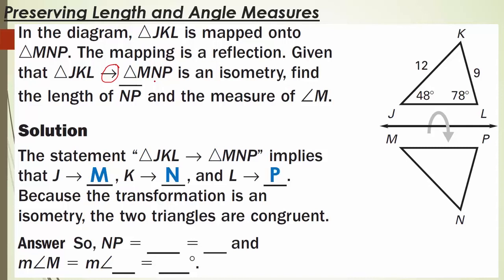Because this is a transformation that is an isometry, meaning that the size does not change, we know that the two triangles are congruent. The lengths are the same and the angle measures are the same. So we're looking at line segment NP, which is equal to KL, and we know that KL is 9, so NP is also 9. And the measure of angle M is equal to the measure of angle J, which we know angle J is 48 degrees, so then the measure of angle M is 48 degrees.